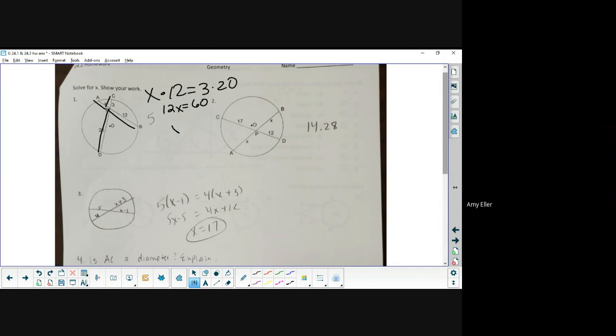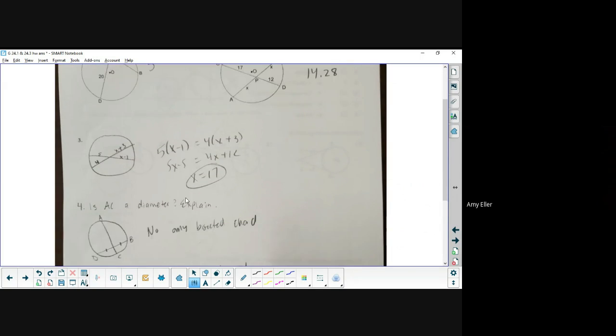12x equals 60, divide by 12. 2 parts of one chord. Doesn't matter which chord you start with. I have 17 and 12. It doesn't matter which of those numbers I put first, as long as I don't put 17 with the x. Take one straight line, which is 17 and 12. The other straight line or chord is x and x. We know x times x is x squared. Square root both sides, 14.28.